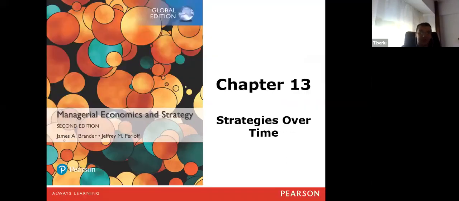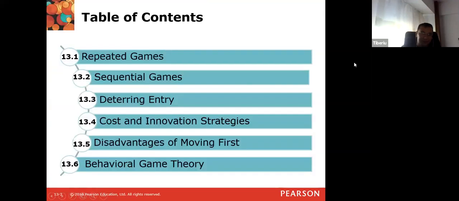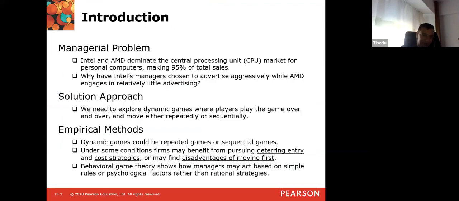Over time. So chapter 13. Table of contents: repeated games, sequential games, deterring entry, cost and innovation strategies, disadvantages of moving first, behavioral game theory.